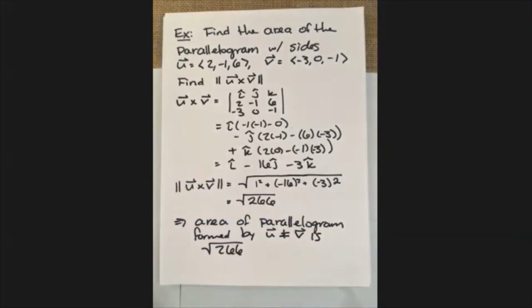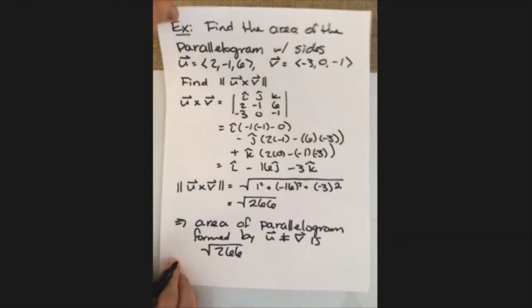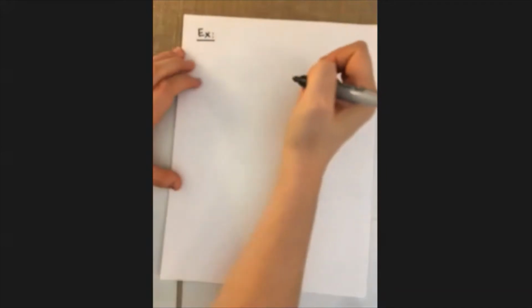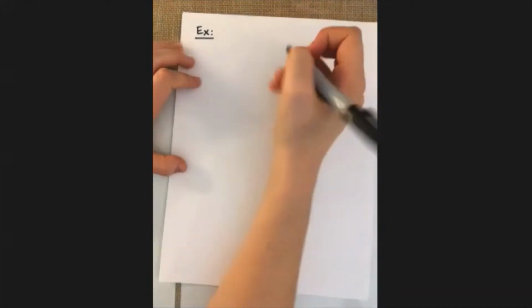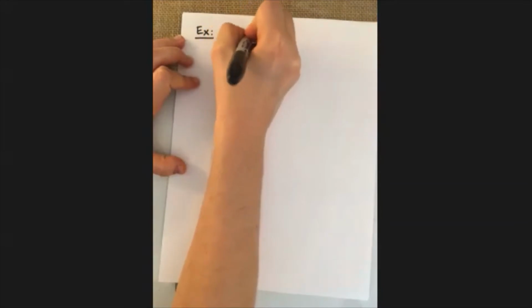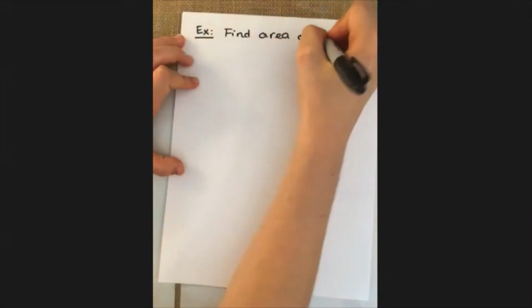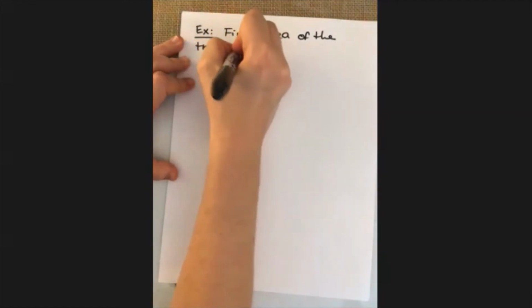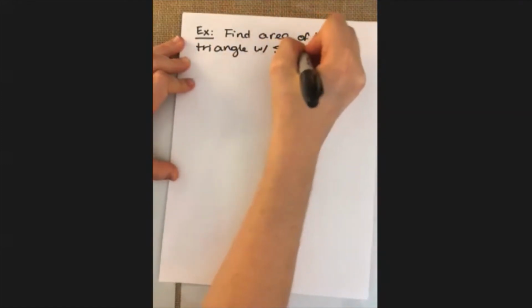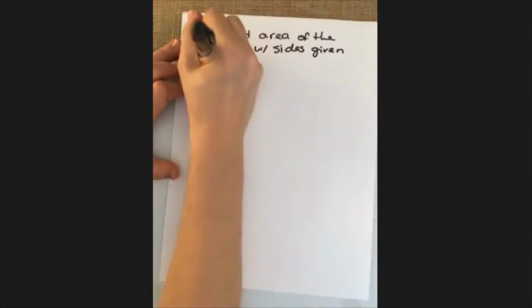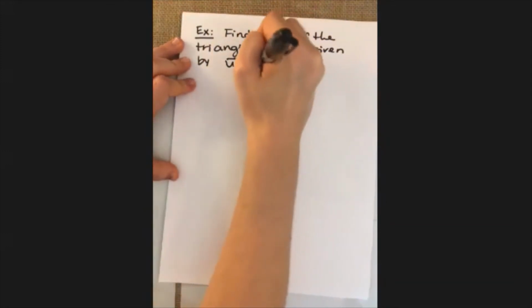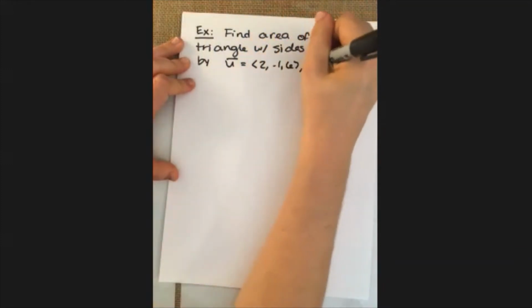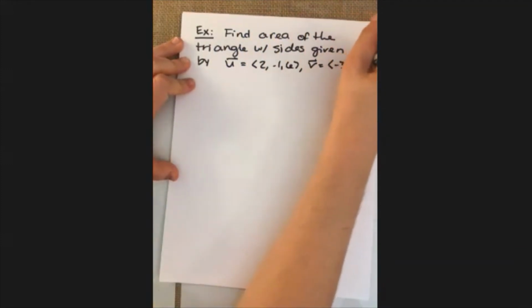And so that's pretty much all there is to that process. Let's work another example. This time I'm going to find the area of a triangle that has sides that are determined by u and v. Let's say u is equal to 2, negative 1, 6, and v is equal to negative 3, 0, negative 1.